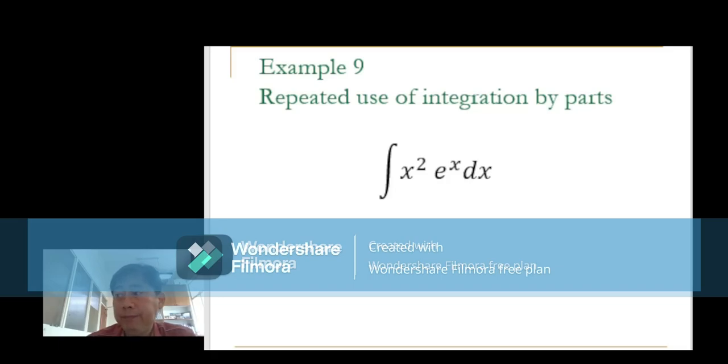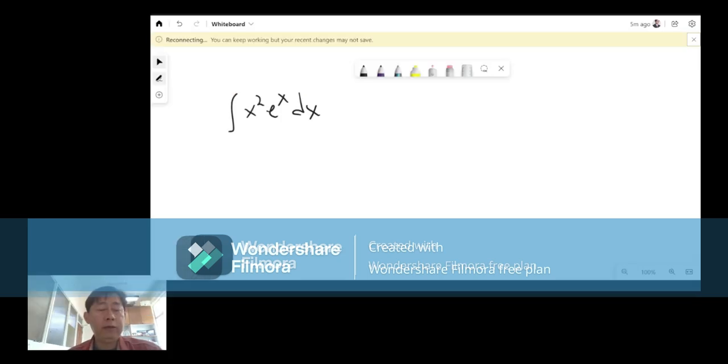In example 9, we're going to perform the integration on the function of x squared e power x. In order to perform these integrations, we have to apply the integration by parts formula not once, but twice. Let's see how we do it. As we mentioned in the previous examples, there are two choices for you to identify the u and v function.